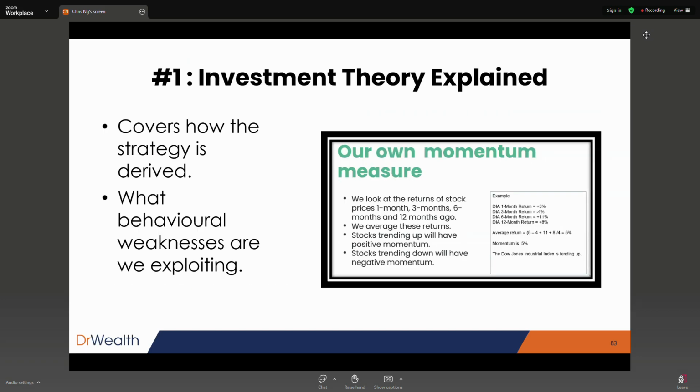I will first explain the investment theory. Very important, you need to understand how the theory works: how the theory is derived, what behavioral weaknesses we are exploiting, what the strength of a particular strategy is, and when the strategy fails. For example, in this case, it's a slide to explain what it means when something is trending up and what it means when something is trending down. A little bit mathematical, but you'll notice that the mathematical symbols are not complicated.